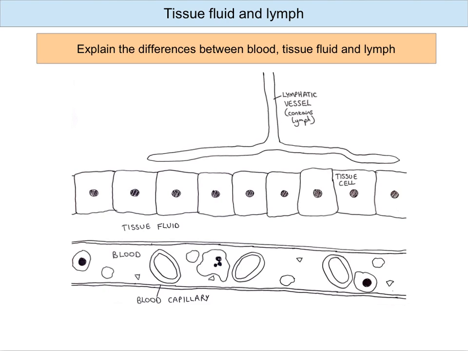Explain the differences between blood, tissue fluid and lymph. This vessel here is a capillary. It's a very thin vessel with a very small lumen and very thin walls that are 1 cell thick.